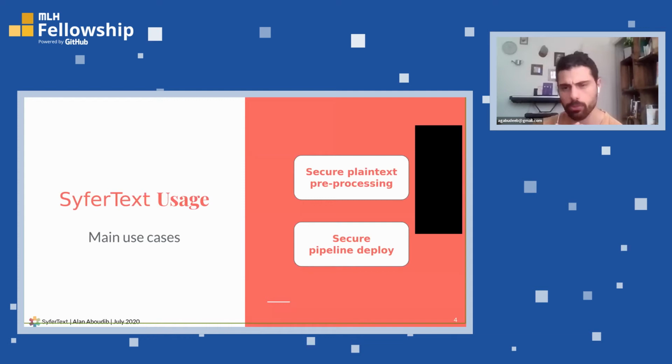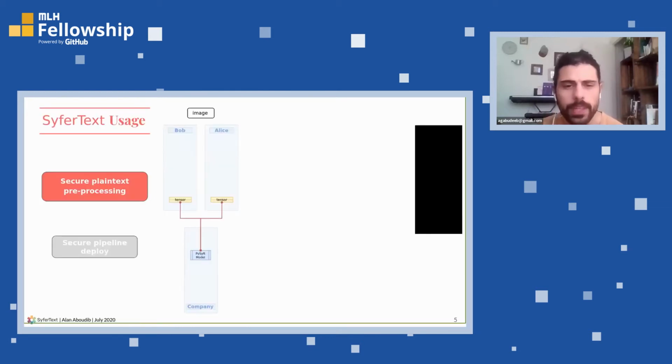There are two main use cases: what we call secure plain text pre-processing. This is a step that we always do when we work with text. We pre-process text, and I will explain to you why. And the other use case is to deploy the models you create. So let me explain the first use case.